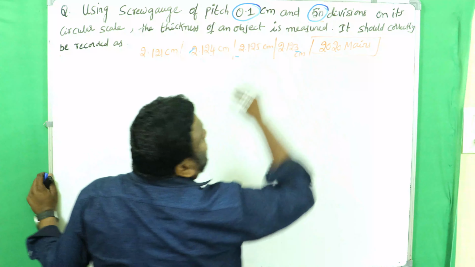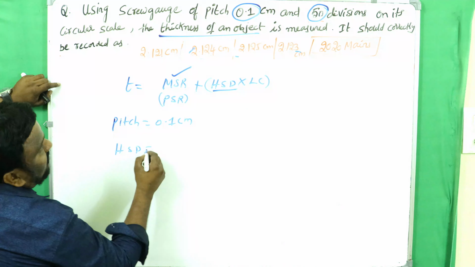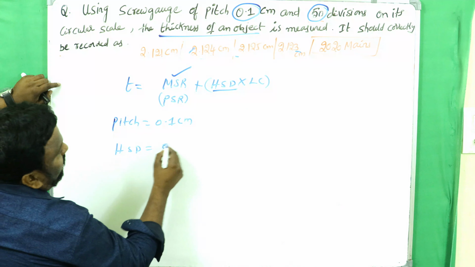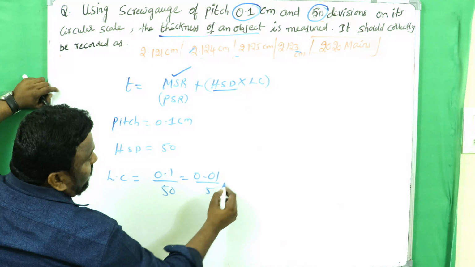So actually what is the formula? Thickness is equal to MSR, also called PSR, plus head scale divisions into LC. So this is the formula. But actually nothing was mentioned about MSR or HSD. He was given only the clue: pitch is equal to 0.1 centimeters and head scale divisions are 50. Then least count is 0.1 by 50, pitch of the screw by number of head scale divisions. That is 0.01 by 5. That means what?